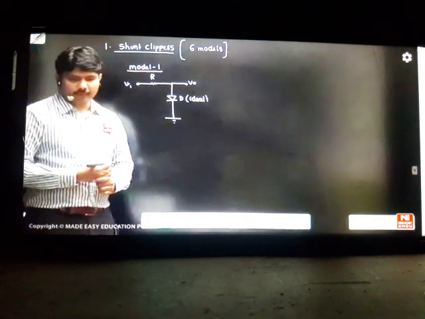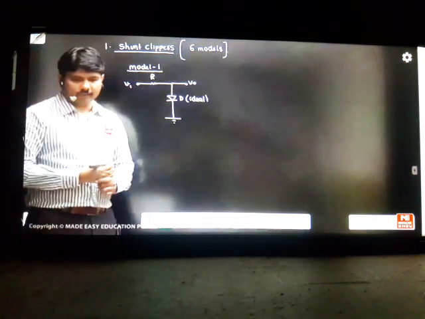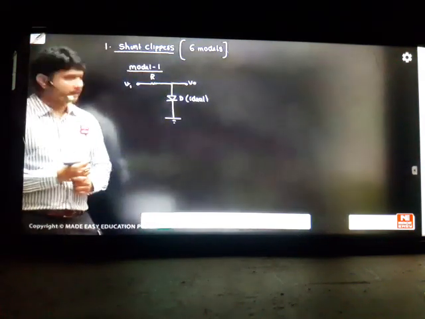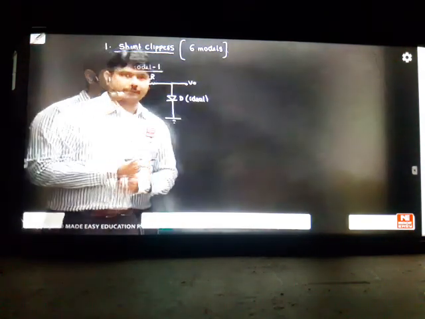Kumar, I think 5 modules are there. What do you mean by try again? Take this diagram, whatever you miss you can see in the slide recording video. So this is your first diagram, you're seeing what we call a shunt clipper. Why is this called a shunt clipper?